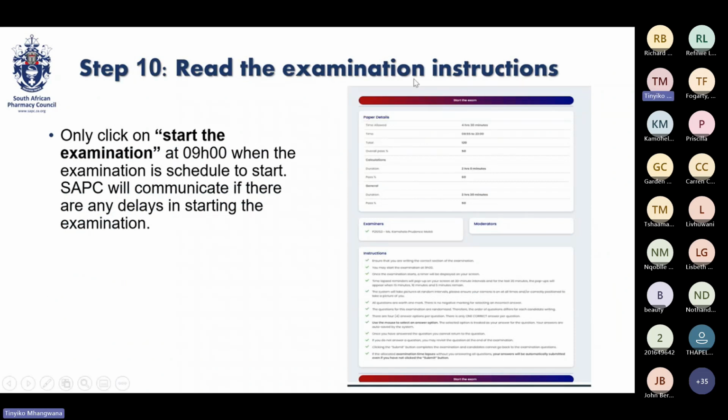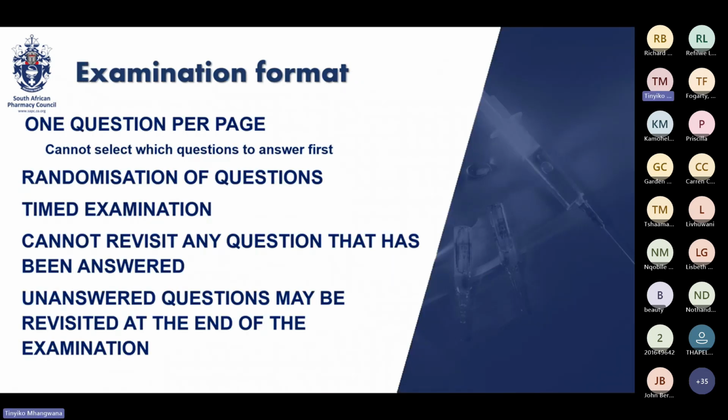So it's important to read the exam instructions. The questions are going to start immediately at 9 o'clock, not at 8 o'clock, 9 o'clock when the exam starts. It will pop up for you to start. So the format of the exam, I've highlighted that.